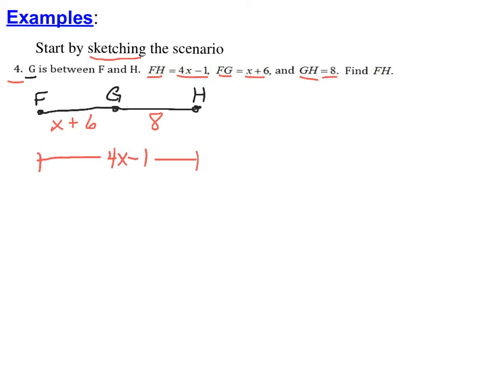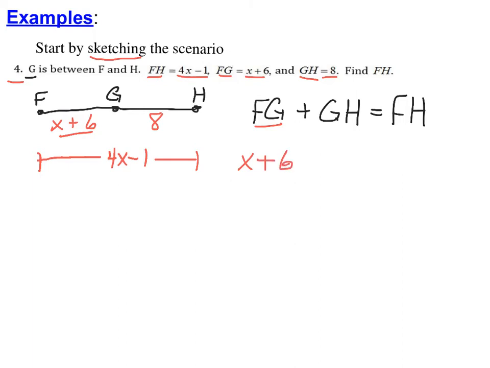So remember, start off with the segment addition postulate with the letters only for the segments. So I have FG plus GH, segment on the right, equals the whole entire thing, FH. Now let's replace one at a time. FG is x plus 6. GH is 8. And FH at the end is 4x minus 1.